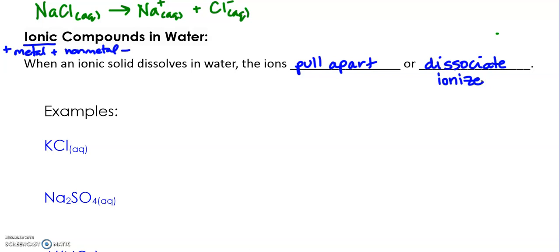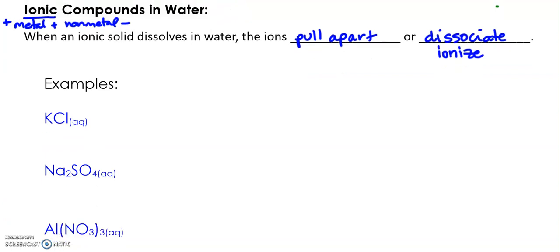All right, so a couple examples. Potassium chloride, KCl, aqueous solution. This is an ionic compound. Potassium's our metal, chlorine is our nonmetal. So what you'll get here is something that dissociates into positive potassium and negative chloride. And notice they're all still aqueous because they all still have to be dissolved in water.